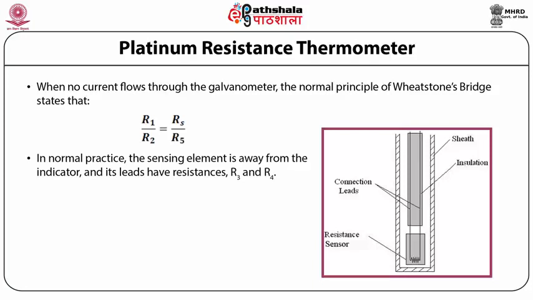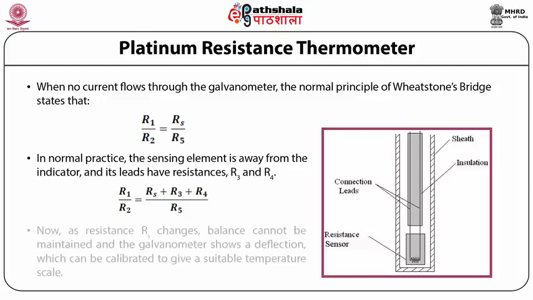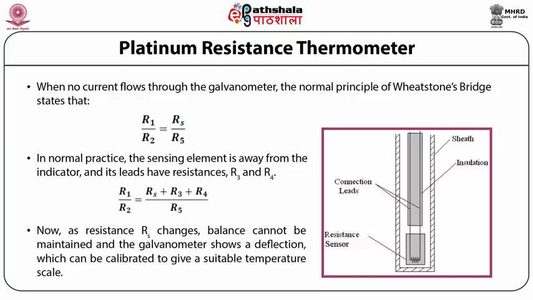In normal practice, the sensing element is away from the indicator and its leads have resistances R3 and R4. Therefore, R1 by R2 equals Rs plus R3 plus R4 by R5. Now, as the resistance Rs changes, balance cannot be maintained and the galvanometer shows a deflection which can be calibrated to give a suitable temperature scale.